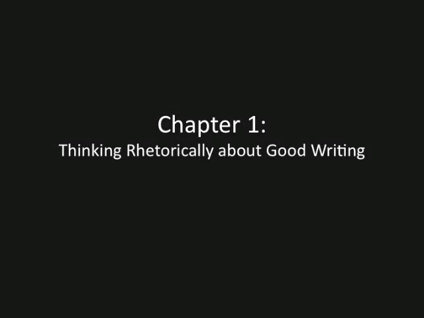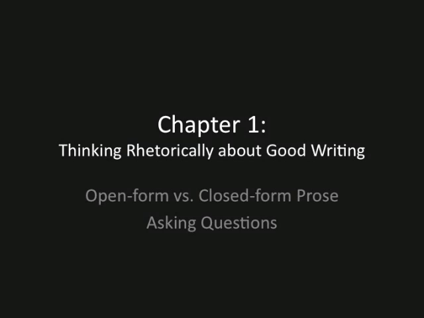Chapter 1 of your textbook deals with writing in a very general way. The idea of the chapter is that there are certain core concepts that apply to almost all writing, especially all good writing. In this brief lecture, I'm going to talk about the first two concepts. First of all, that good writing varies from open to closed form, and that good writers pose questions about their subject matter.